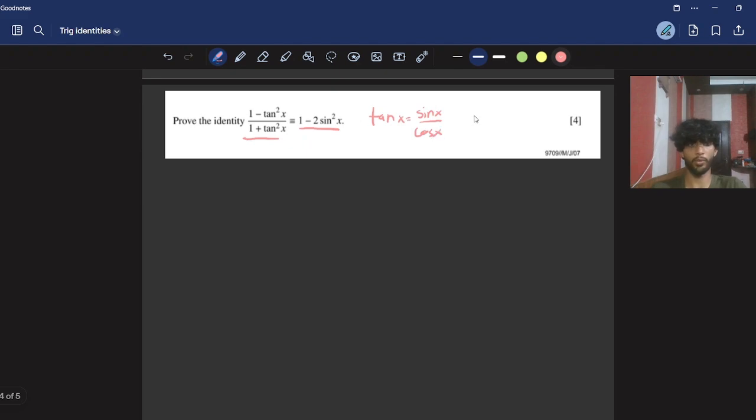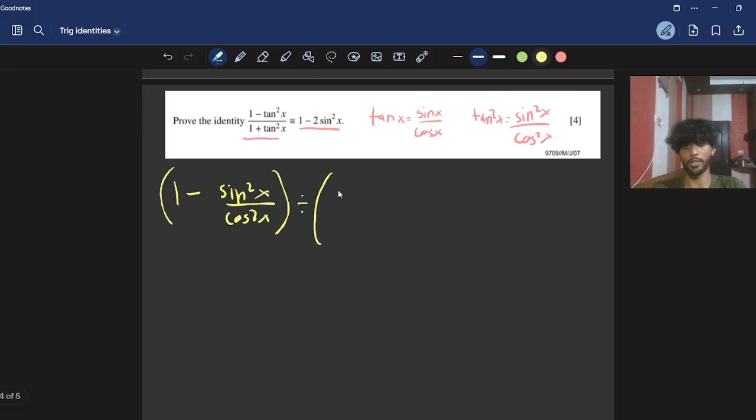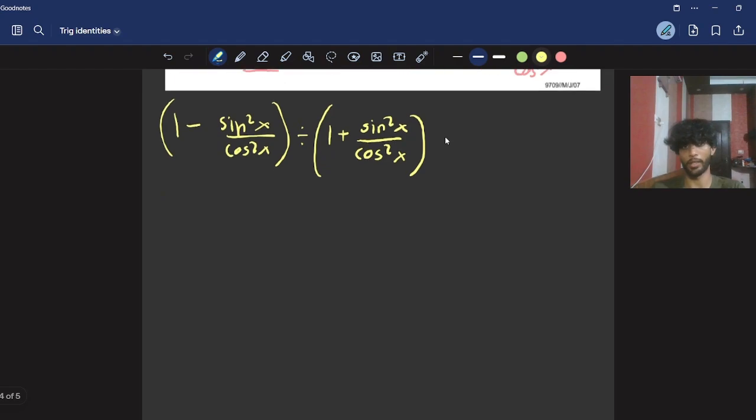And so if we have tan squared, then it's just going to be tan squared x is equal to sine squared x over cosine squared x. And so what we can do is write this as 1 minus sine squared x over cosine squared x, and I'm going to remove the fraction. I'm going to write the fraction as this: 1 plus sine squared x over cosine squared x. The reason I did that is because if you keep the fraction, it's going to become really mumble jumbled. It's going to be a fraction within a fraction within a fraction. So this is just an easier way of doing things.